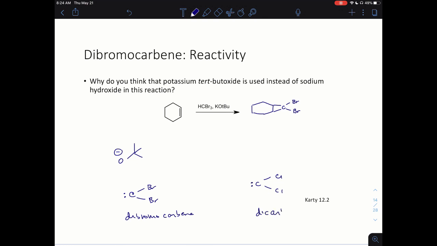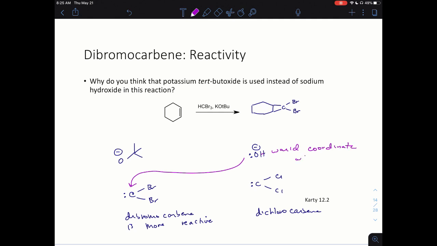Dibromocarbene is more reactive than the dichlorocarbene. Thus, if hydroxide was around, what do you think hydroxide would do? Hydroxide would coordinate with the dibromocarbene. So hydroxide would coordinate with dibromocarbene.